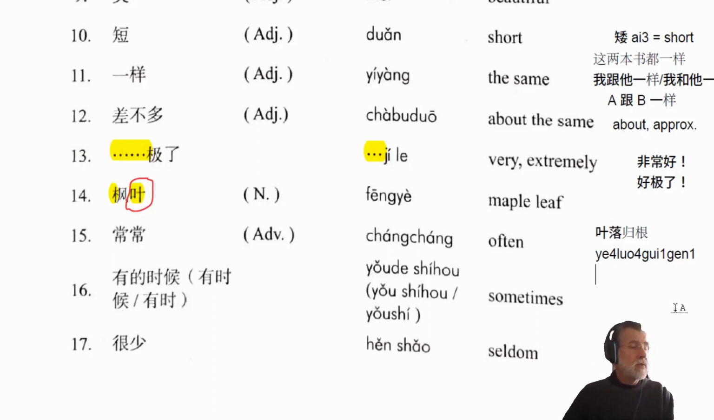Now, number 16, sometimes. This is a handy one to say. So there's a couple of ways you can say it. One is the full expression, 有的时候. So, do you like eating Chinese food? 你喜欢吃中餐吗? And you might say, yeah, sometimes I do. 我有的时候喜欢吃. So, you put the 有的时候 before the verb.